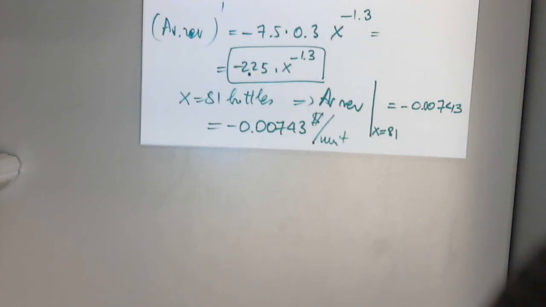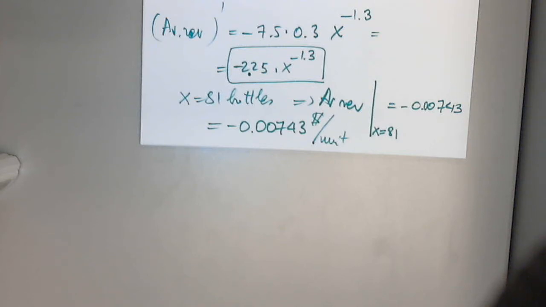Plug in 81 bottles. Yes, please. So in real terms, what does that number mean? How fast is the average revenue? Well, it's negative. Yes, the average revenue is decreasing per unit. They made 81 bottles, they had to make more, right?